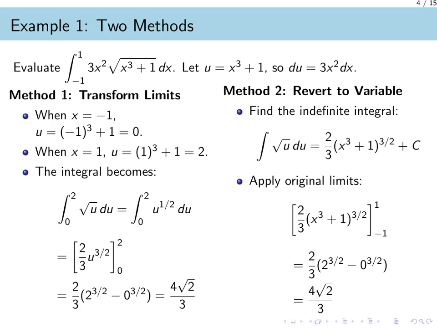In the second method, we first find the indefinite integral and then revert back to the original variable, x. After finding the antiderivative in terms of u, we substitute x cubed plus 1 back in. Only then do we apply the original x limits of -1 to 1 to this expression. As you can see, both methods yield the same result, 4 times the square root of 2, all divided by 3. It is good to know both approaches, as one may be simpler than the other depending on the problem.